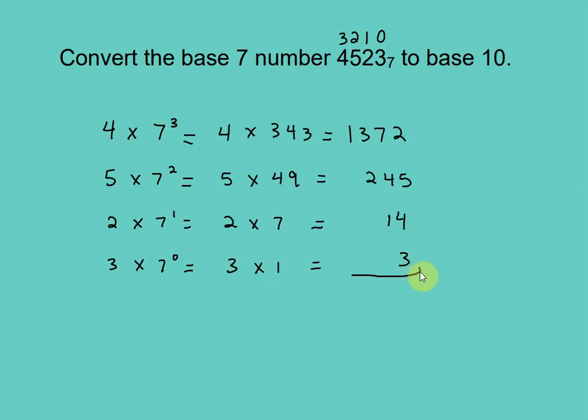So now that we have done that to every digit in the number, we're going to add all of those numbers up. So we're just going to take the sum of those numbers. And the sum of those numbers is 1,634. And that is our new number in base 10. So our base 7 number of 4523 is now 1,634 in base 10.